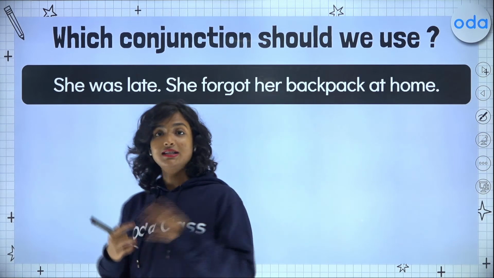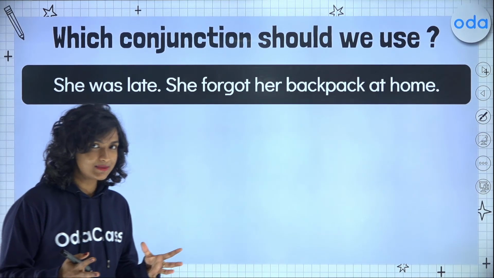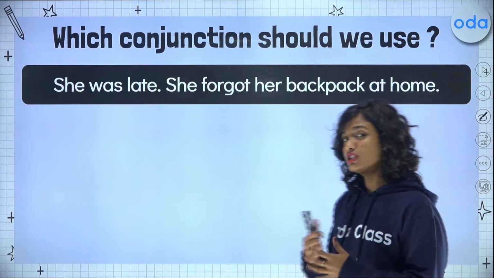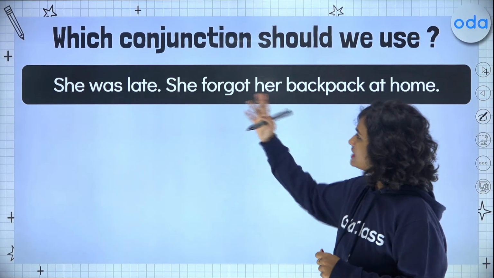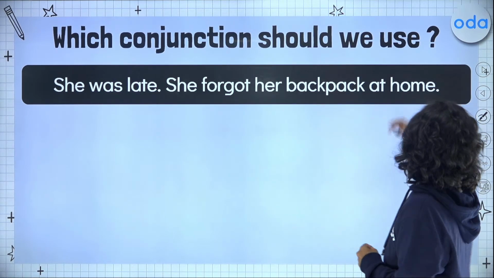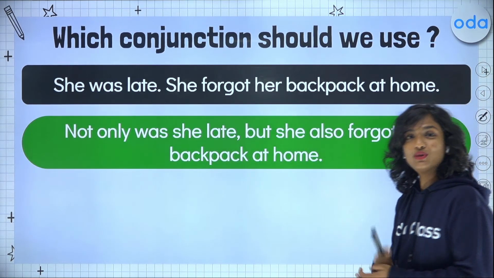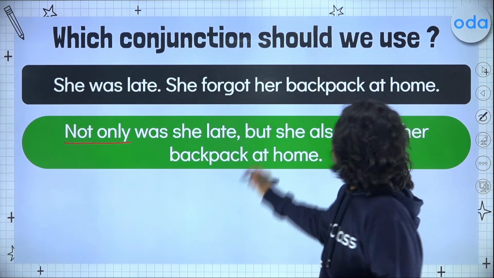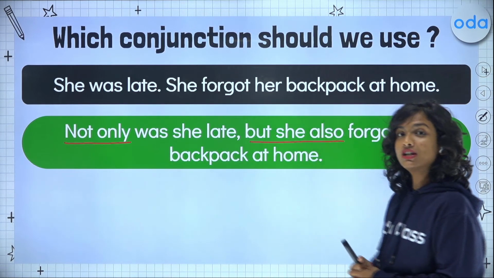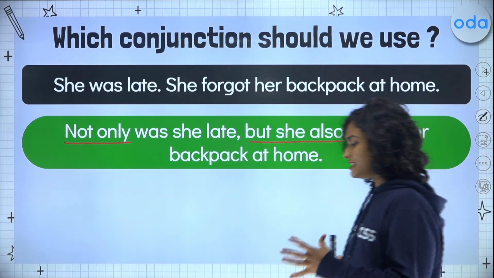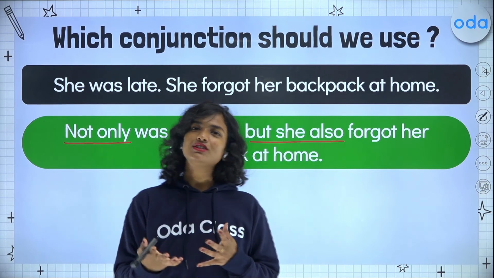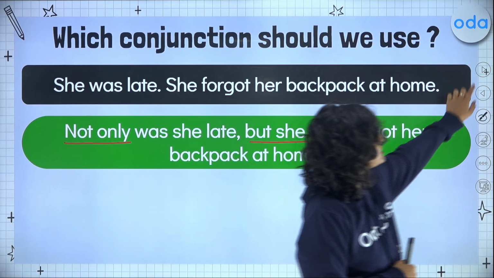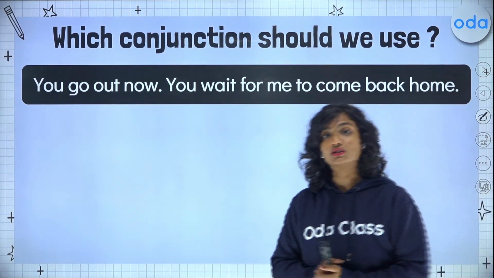So here, our sentence is trying to emphasize that both of these things are true. What we want to do is use a conjunction that shows that she was late and she forgot her backpack at home, which is why we will use not only was she late, but she also forgot her backpack at home. So this is used, like I said, to add on to show, oh, both of these are true. So here we have an example for not only and but also.